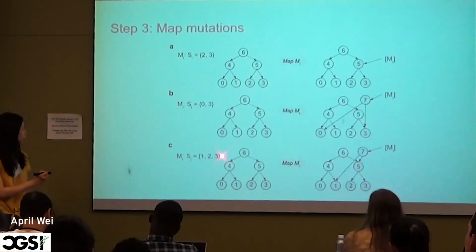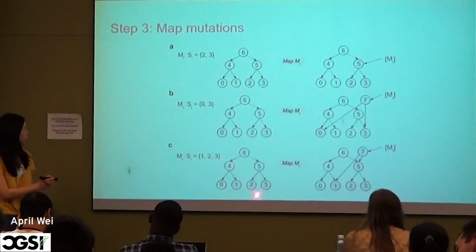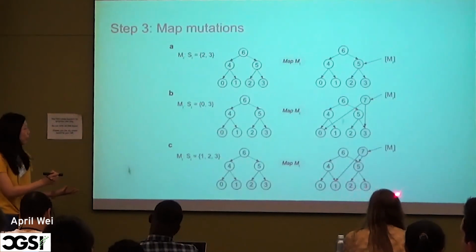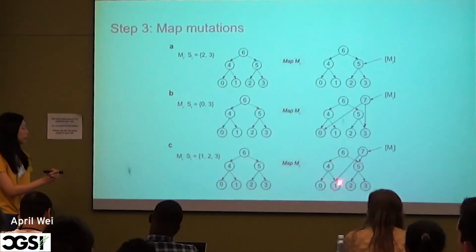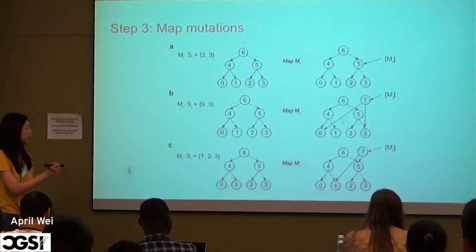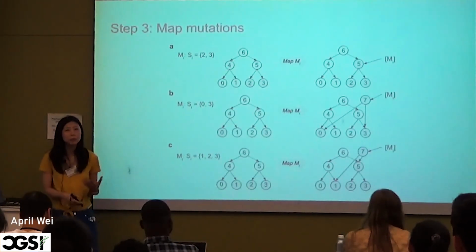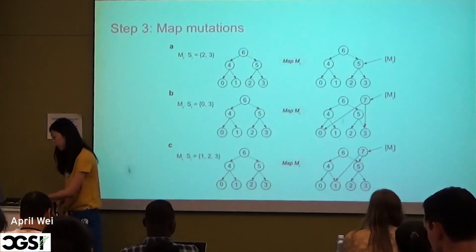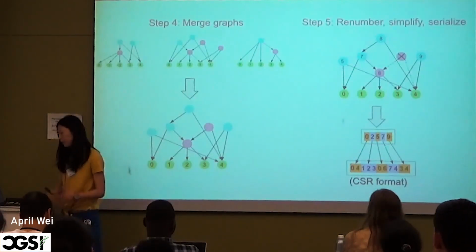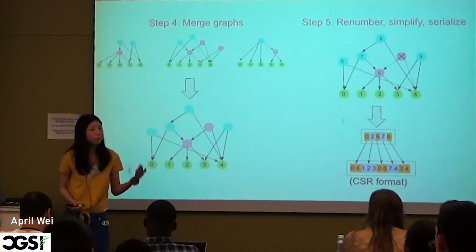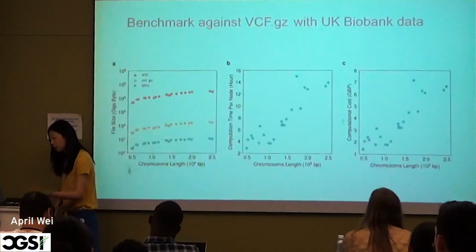And in this third example, this mutation has samples 1, 2, 3 carrying it, and we already have a node 5 that contains the subset of samples 2 and 3, so we would reuse this node and then create a new node on top of node 5 and node 1. This maximizes the reusable hierarchical structure and keeps the graph smaller. And then after that, we would do the merge, renumber, simplify, and serialize steps as mentioned.